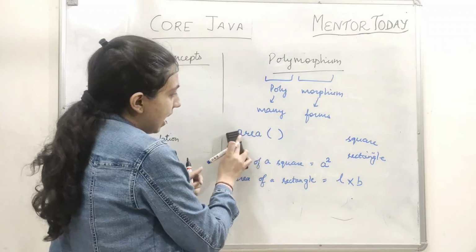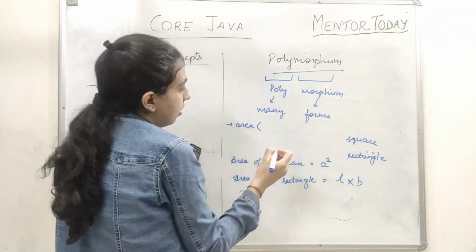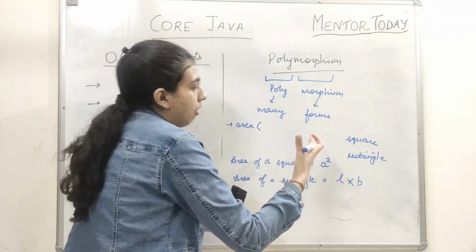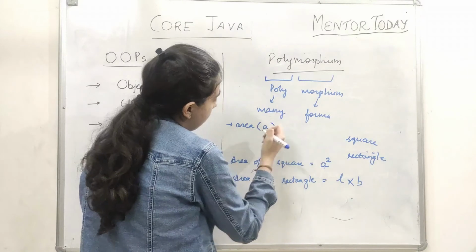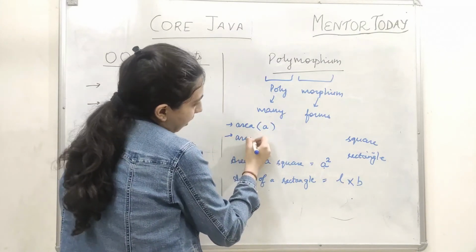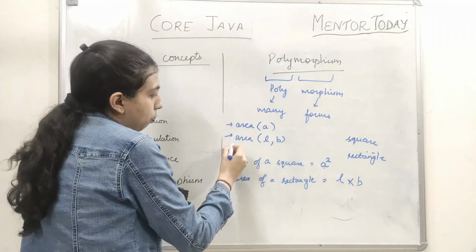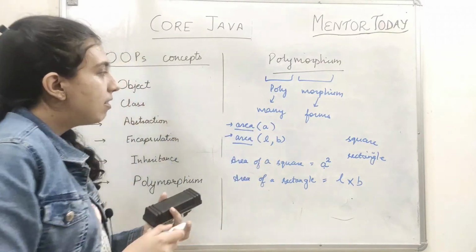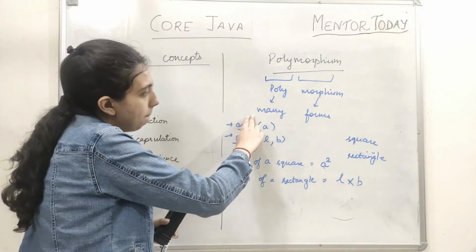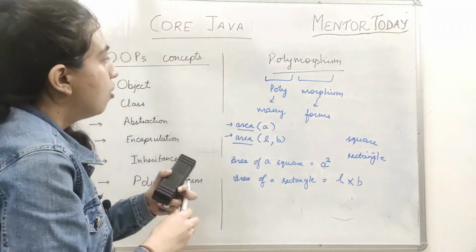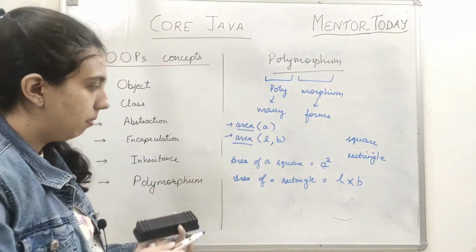So the function area itself can be used in two ways. The name remains the same, but the parameter I'm going to send for a square will be A, and for the area of a rectangle I'm going to send length and breadth as the parameters, but the output will be area itself. So basically area is used in more than one form, many forms, that is two forms. This way our program also exhibits polymorphism.